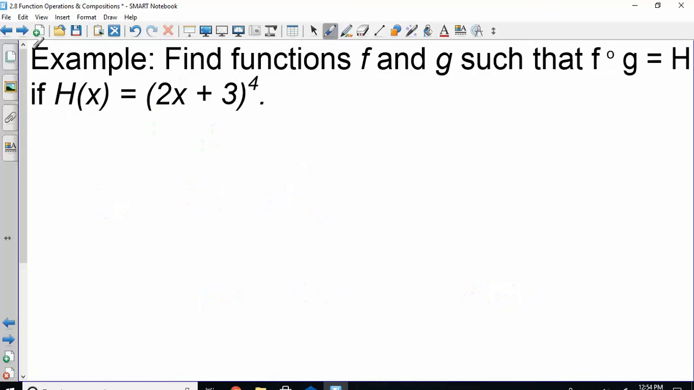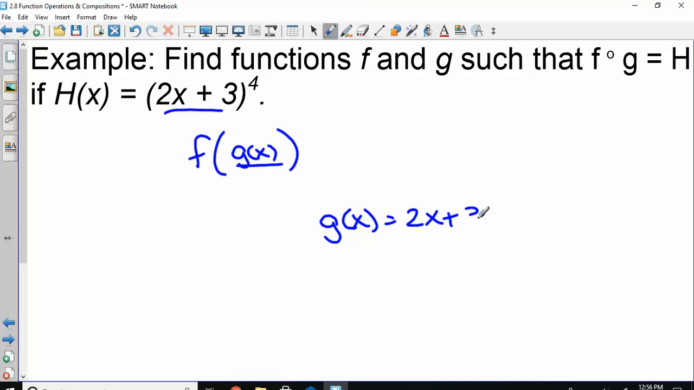One more I want you guys to try on your own. So we made f composed with g to equal this. So g is your inside. So g of x is 2x plus 3, which means f, you take that out and just replace it with an x, you have an x to the 4. Alright, is all this okay?